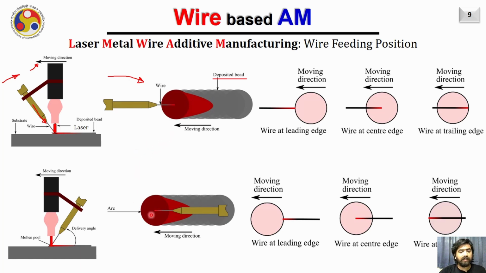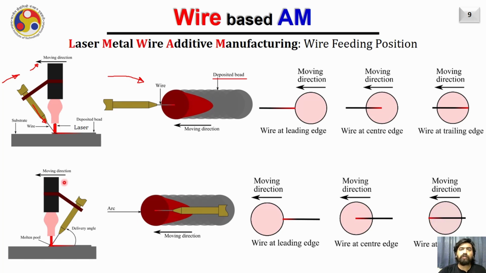Similar to the front feeding mechanism, in the case of the back feeding mechanism as well, the wire may get melted in the beginning, and then it will be called wire melting at the leading edge. If the wire melts at the center, it will be called wire melting at the center edge, and if the wire melts at the end, then the wire is melting at the trailing edge. Now you assume that the wire is melting at the trailing edge, and we are following the back feeding condition.